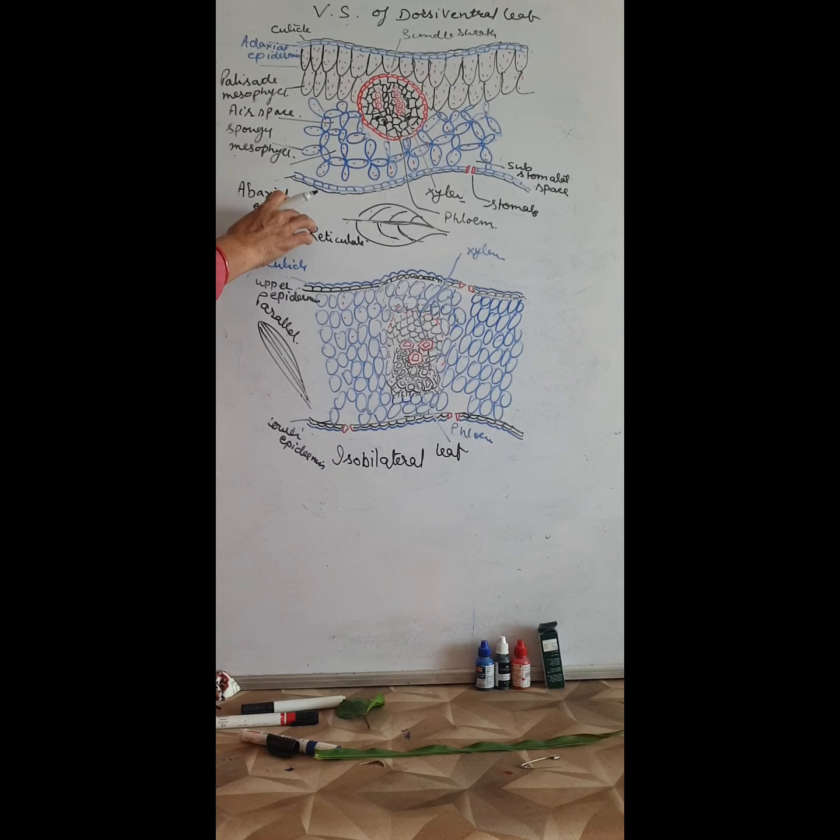In the dorsiventral leaf, the two surfaces, dorsal and ventral, are distinct. Here both the surfaces, the lower and upper epidermis, are similar. So that's why we call it isobilateral leaf. In the dorsiventral leaf, stomata are found only on the lower side. In the isobilateral leaf, stomata are found on both the surfaces or epidermis. The mesophyll is differentiated into palisade mesophyll and spongy mesophyll in the dorsiventral leaf. Here the differentiation of the mesophyll cells is not there.